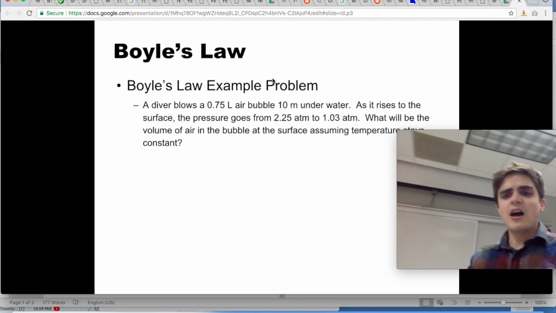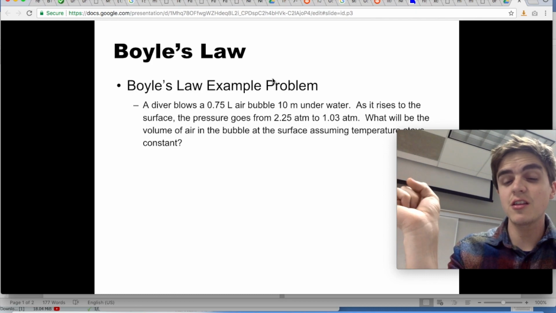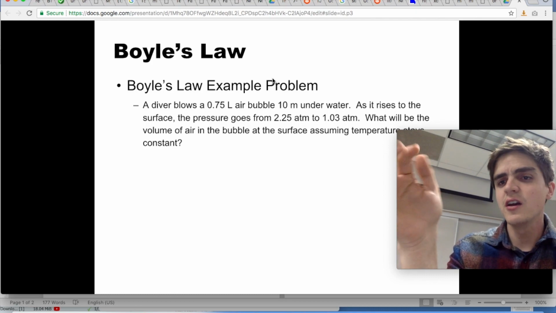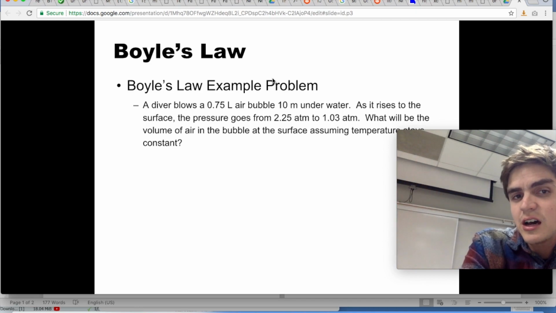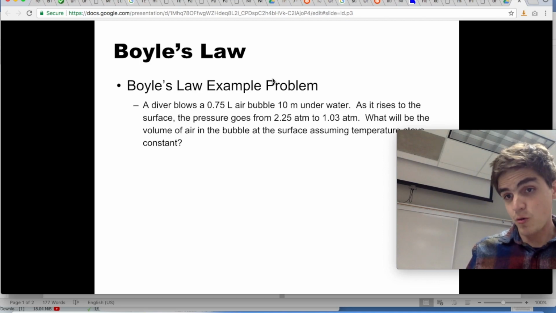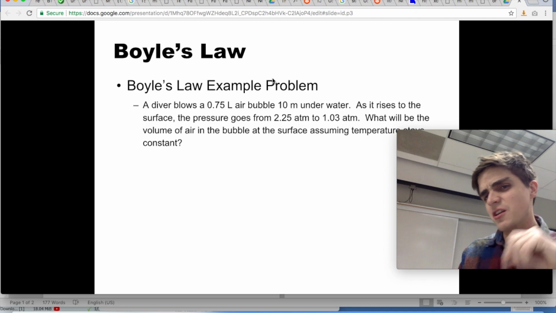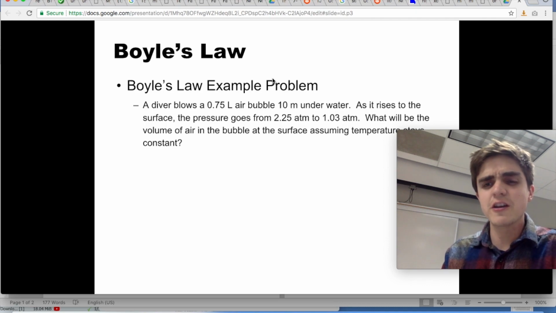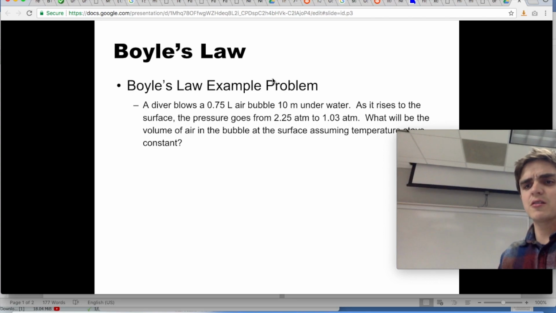So let's look at it. I've got a diver under the ocean, and apparently she blows 3/4 of a liter of air 10 meters under the water. It rises to the surface. It rises from a higher pressure to lower pressure because, of course, the pressure underneath the water is greater because there's more water pressing on you. And I want to know how big that bubble gets from what it started from. And I'm going to assume it's isothermal, which is actually a terrible assumption in real life, but it's going to work for this problem. So let's work this problem together.